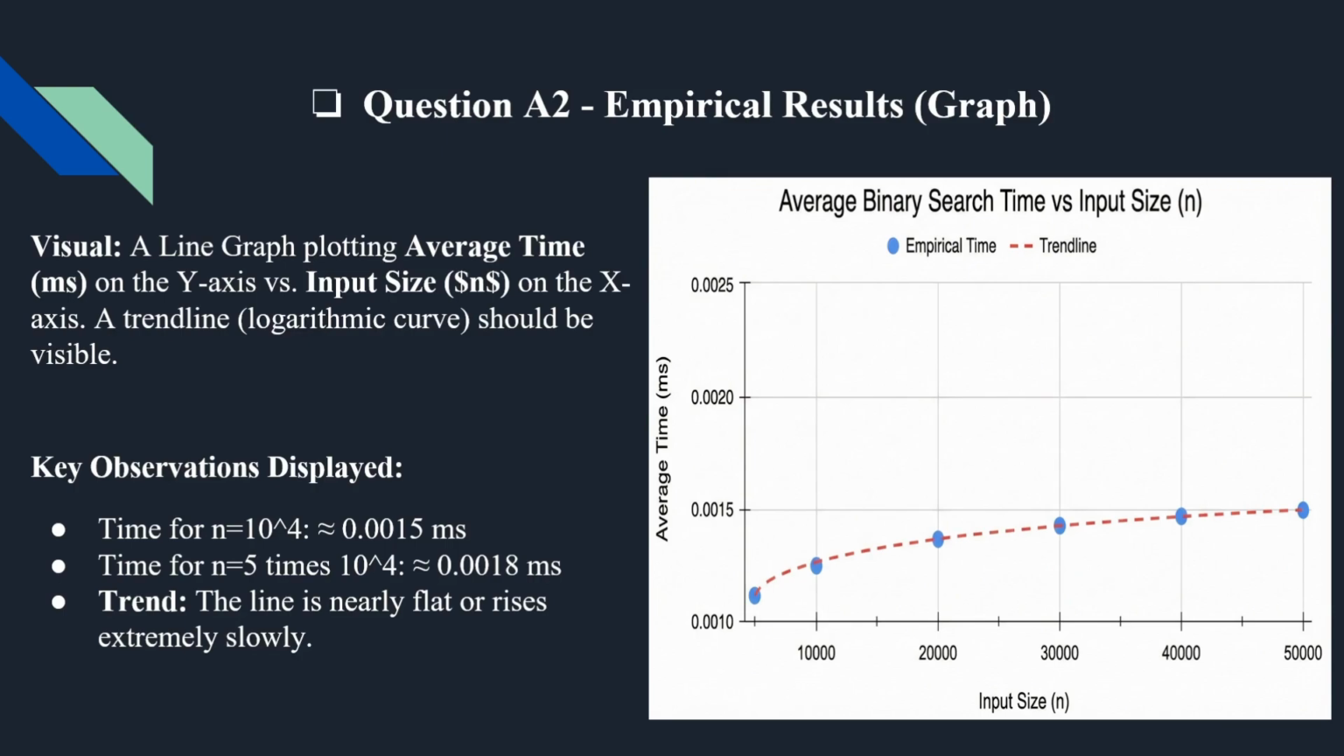On the x-axis we have the array size n, and on the y-axis the average time in milliseconds. As you can see, even as we quintupled the data size from 10,000 to 50,000, the search time increased by a negligible amount. We added a trend line which shows a very shallow curve. This visualizes the power of logarithmic scaling. Binary search is incredibly fast regardless of how much data you add.